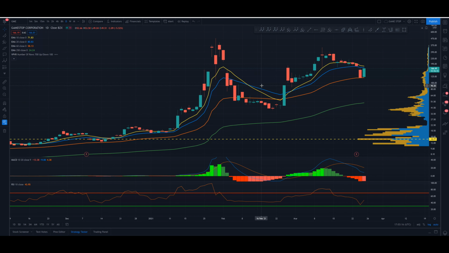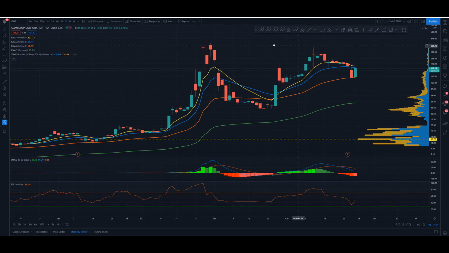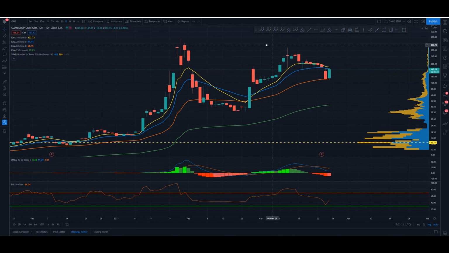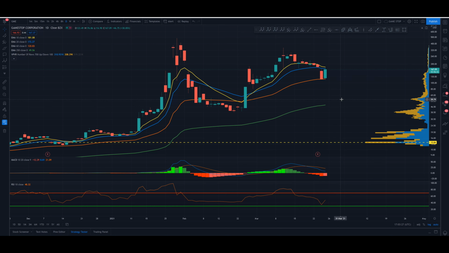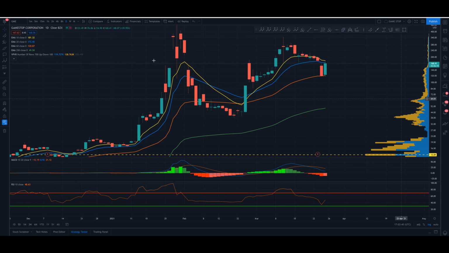Now, here on the daily time frame, we can see how we are trading below the 10 exponential moving average. Currently this is, of course, market still open. Currently trading at 167.09. We're below the 20 exponential moving average, which is the blue line, and we found very strong support at the 60-day. Very, very strong support.